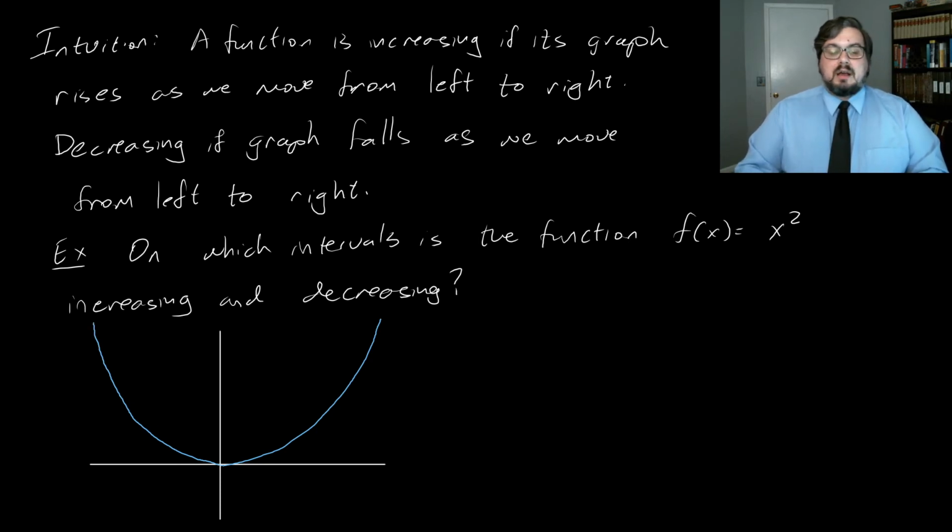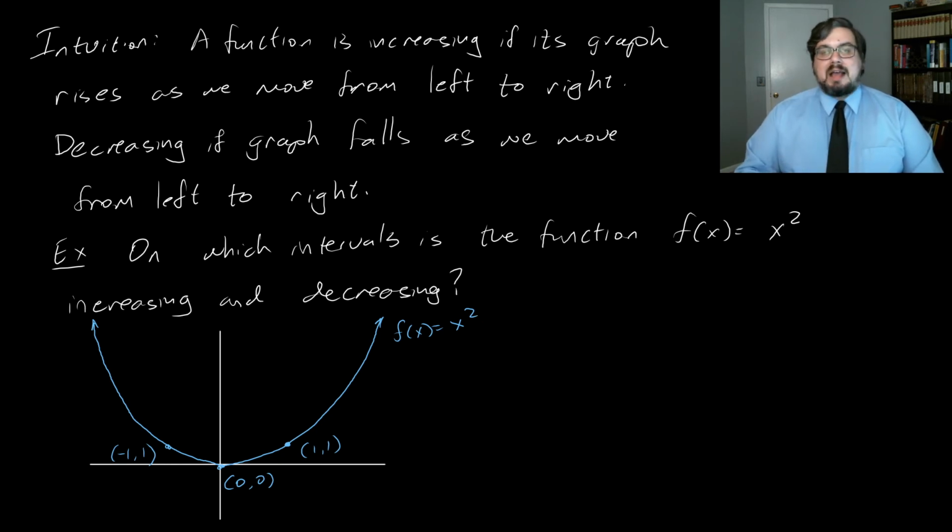So we are familiar with the graph of f of x equals x squared. We know that it hits the origin, 0, 0, it goes to the point 1, 1 and the point negative 1, 1 like this. And so if we want to see where the function is increasing and decreasing, what we want to do is look at the graph and say, where is this graph rising and where is it falling when we read from left to right?